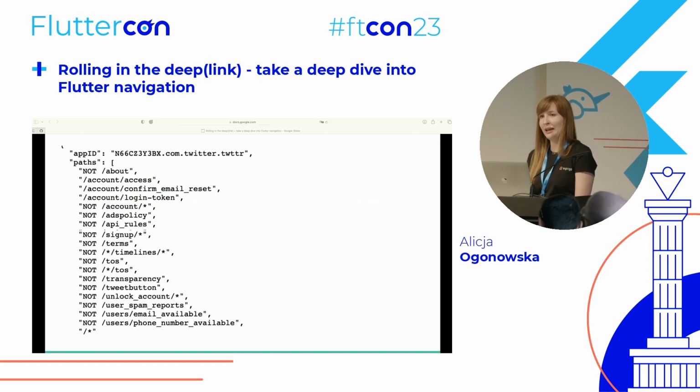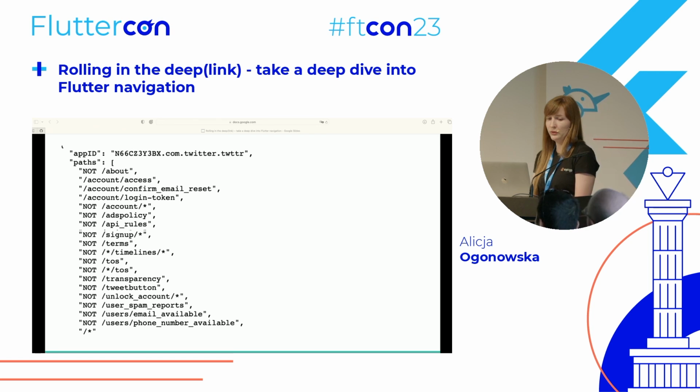And what I like about this iOS setup is that as it's publicly available, you can just check any website that has an app and supports deep links, and you can check what their approach is. So I took a look at Twitter, and you can notice that they have a lot of exclusions. So "not" and then a path.